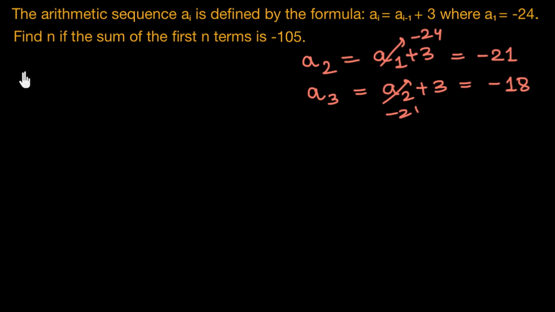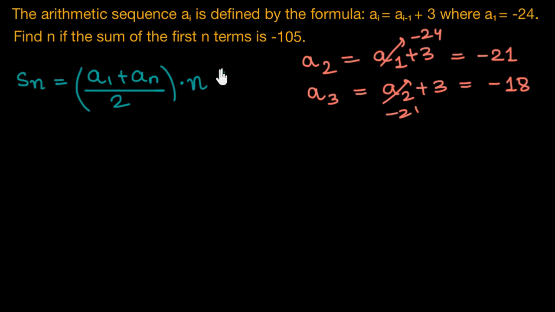Now, as we have already seen in the previous videos, the sum of the first n terms of an arithmetic sequence can be given by the average of the first and the nth term in the sequence times the number of terms in that sequence. So using this, let's try to figure out how many terms our sequence has.